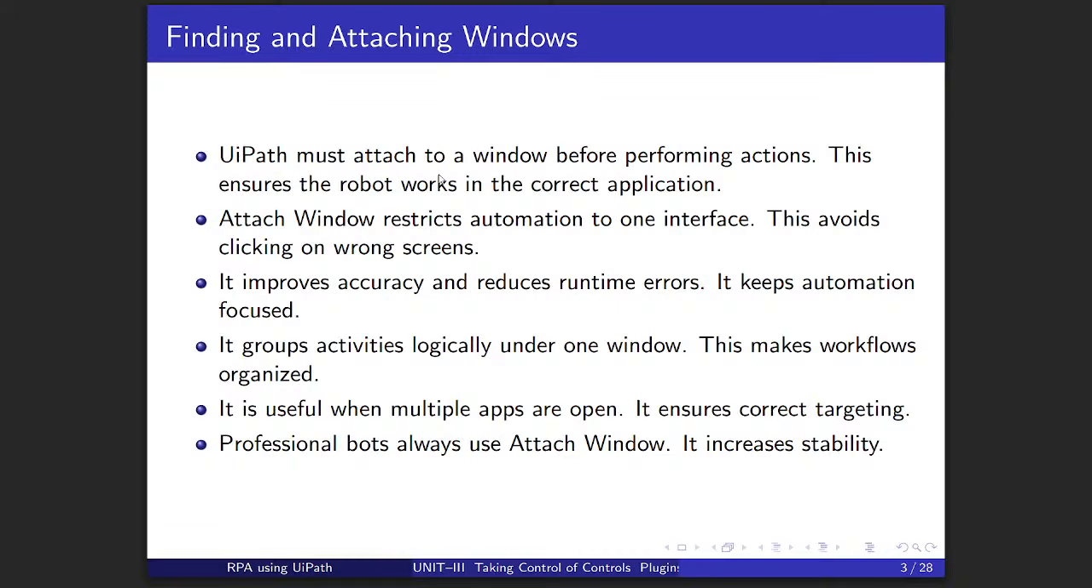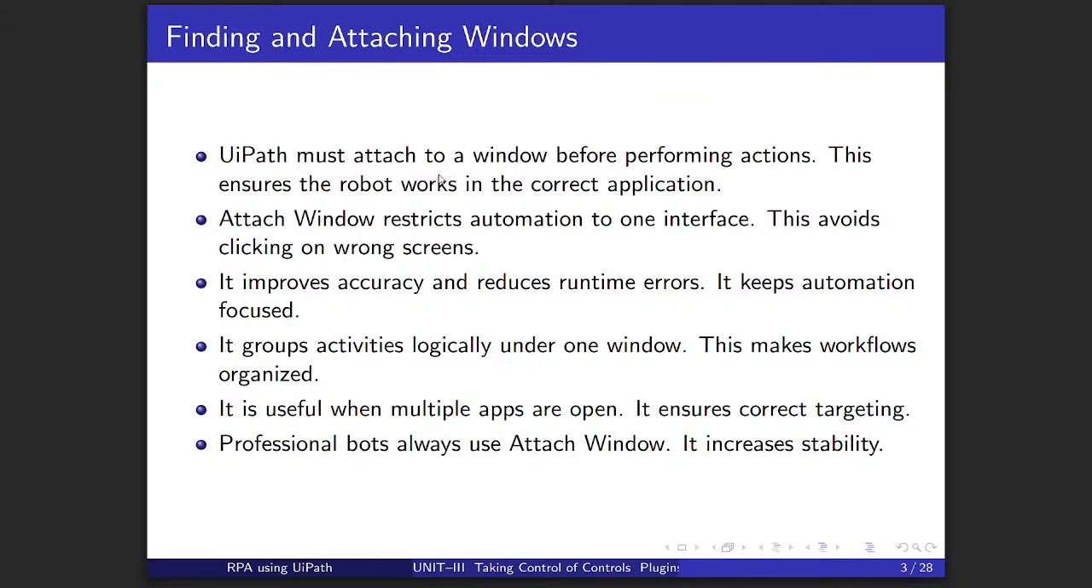Let me give an example. Imagine telling your worker, please type this data. I haven't said any platform. I haven't said to type in WhatsApp, or in Instagram, or in email. I just say, please type this data. It creates confusion in your mind, right? The same thing happens with the robot. If many windows are open on the screen, it does not know which window to operate. That is why we have attach window.